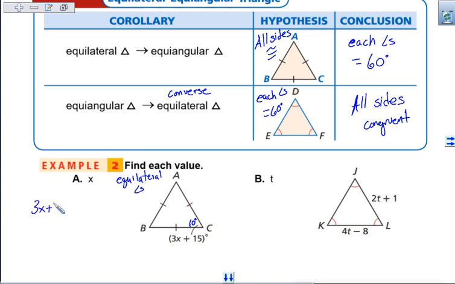3x plus 15 equals 60. This only works for equilateral and equiangular triangles when you are looking at angle measures. Make sure that you see a degree sign. That lets you know that you're looking at an angle. Then we can solve. Subtract 15 from both sides. 3x equals 45. Divide by 3. And x equals 15.